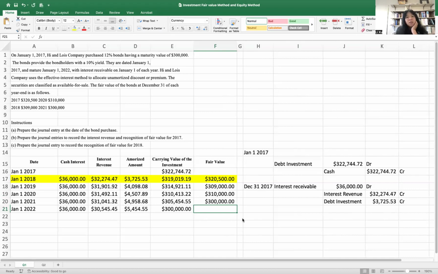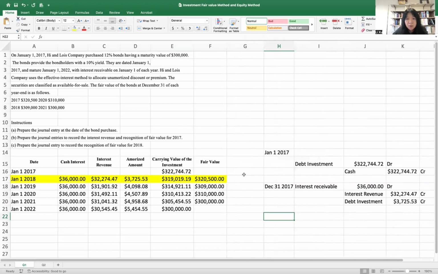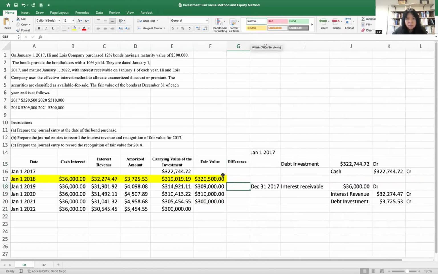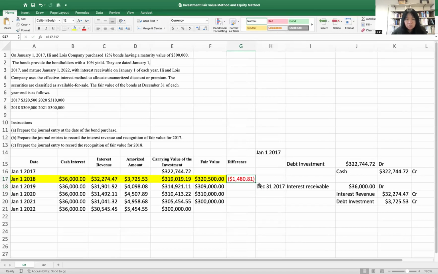So what we're going to do for the end of the year 2017, we have to make an adjustment to the fair market value, basically by comparing the difference. So what I'm doing here is I look at this difference. That's just going to be this one minus that one. Okay, so that's what we have.